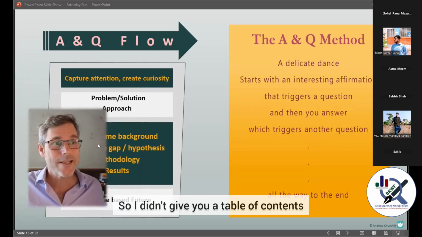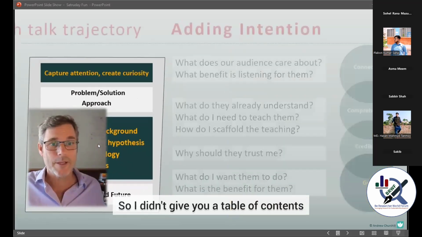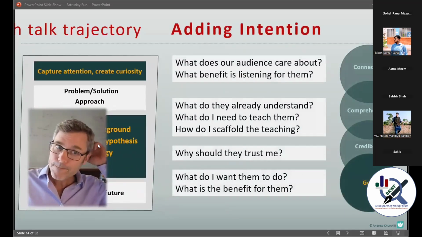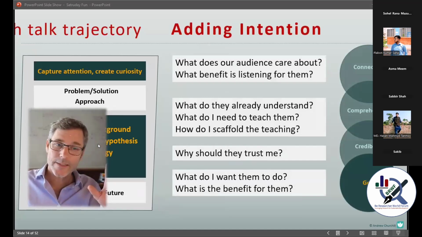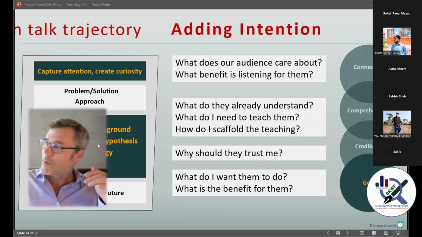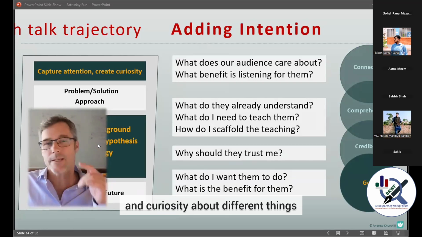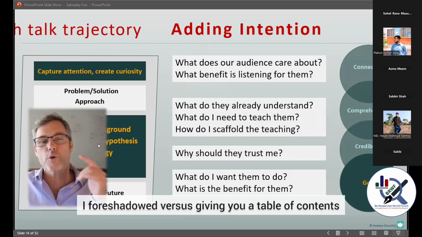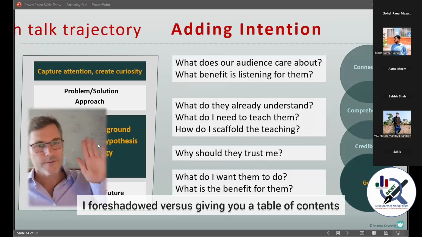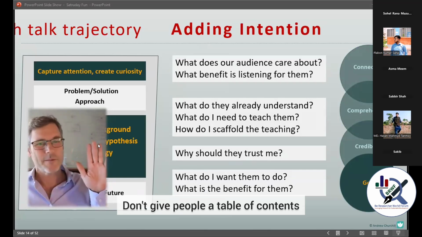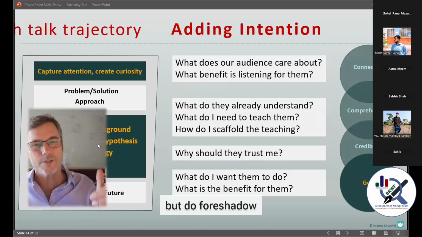So I didn't give you a table of contents. But I triggered questions and curiosity about different things that were to come. I foreshadowed versus giving you a table of contents. Don't give people a table of contents, but do foreshadow.